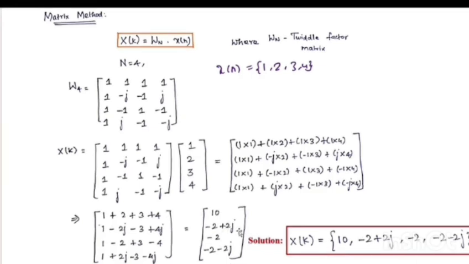Now we are going to analyze this solution. In order to cross-check whether you have got the right answer, always X(0), the first term, will be the sum of the terms in this sequence. So here it is 1, 2, 3 and 4, so 1 plus 2 plus 3 plus 4, that is nothing but 10. Always in a 4-point DFT, X(0) will be nothing but the sum of the terms in this sequence. Followed by that, X(1) and X(3) will be conjugates.